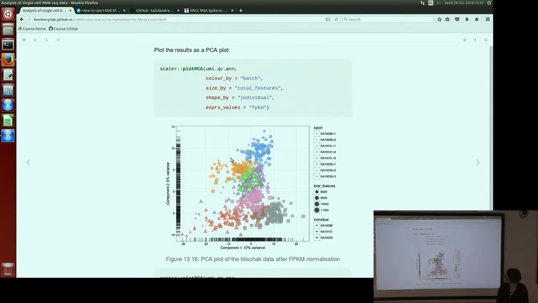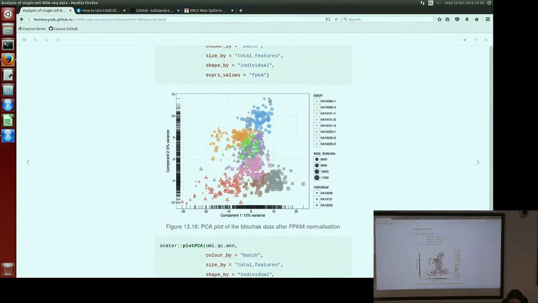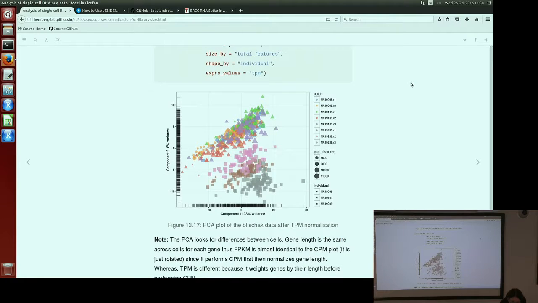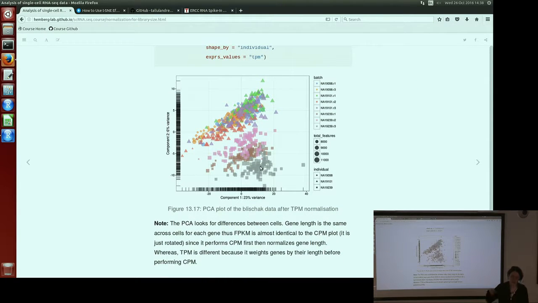But you can see that you won't realize that it's completely inappropriate to do this using PCA. This is because PCA is only looking at differences between cells, and because you normalize for the gene length across all of the cells in the exact same way, it doesn't actually affect the differences between the cells. So the PCA plot will look exactly the same, or mostly the same, and you won't be able to tell that you've done something silly. Whereas TPM, because you're doing the normalization for the gene length first and then doing the counts per million, it will have differences because you're essentially changing the weighting of each gene based on the gene length.